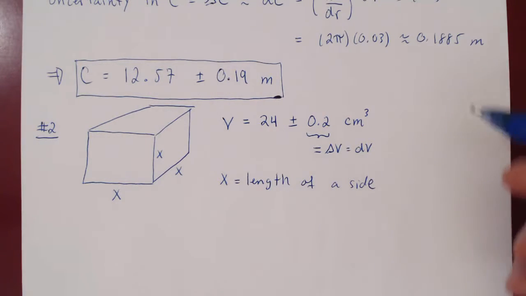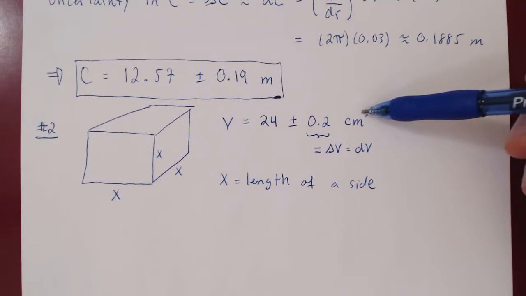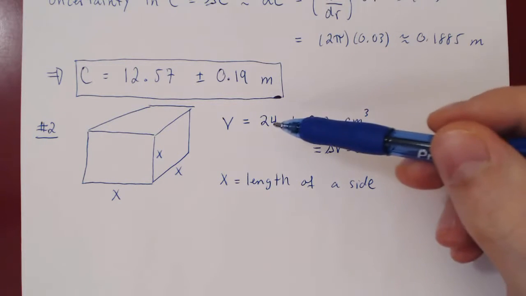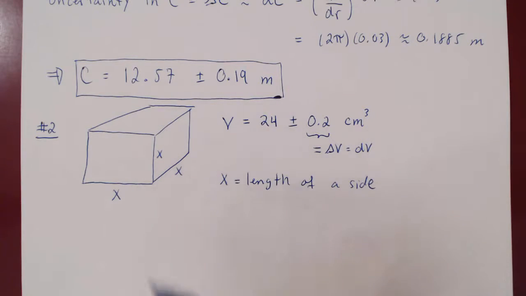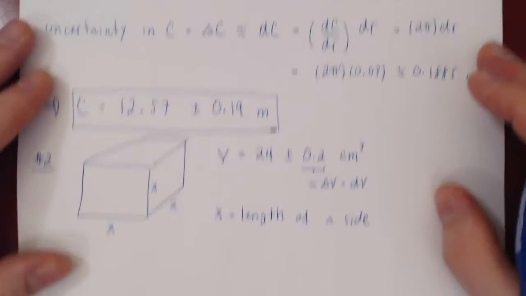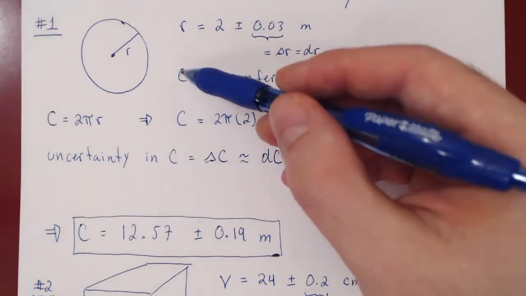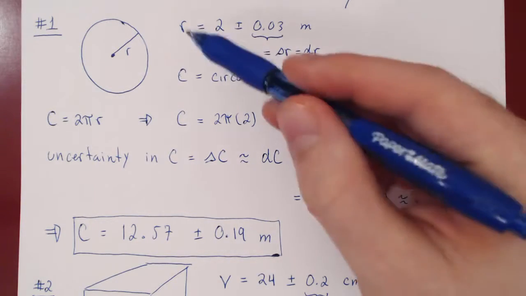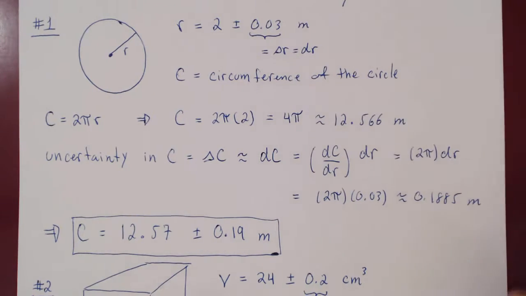And now again, given that we have found a volume of 24 centimeters cubed with an uncertainty of 0.2 centimeters cubed, we would like from that to extrapolate the length of the side of our cube, of course with uncertainty. Well, if you just go back, the only thing you have to do is find a way to express the new variable as a function of the original variable. If you can do this, you're good to go.